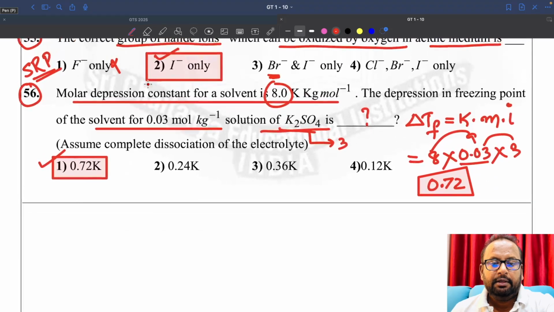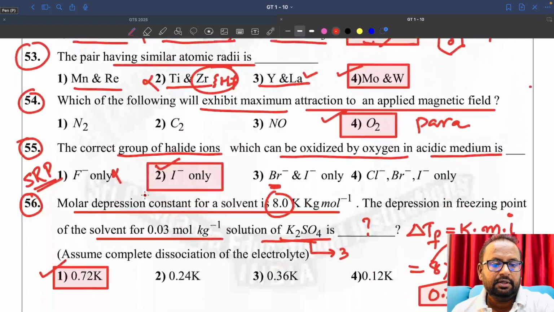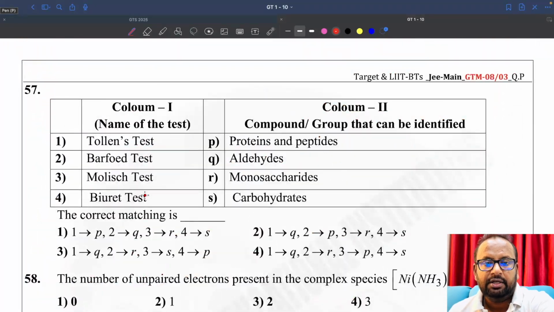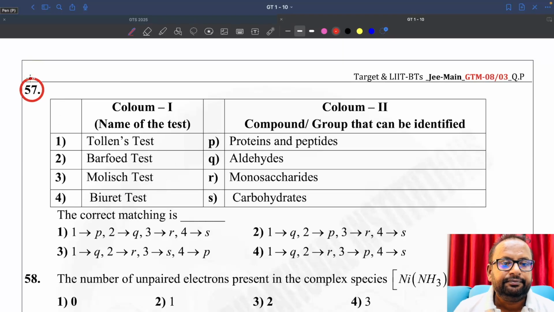Okay. So this is the first 6 questions. We'll jump into the next question. Yeah, 57th question. This is another important question here, right? So 2 columns are given to us, column 1 and the column 2. Column 1 has got name of the test and column 2 has got group or the compound. So we have to figure out, so which one is what. Tollens reagent, Barfoot test, Mollis test, biuret test. So we have to identify.